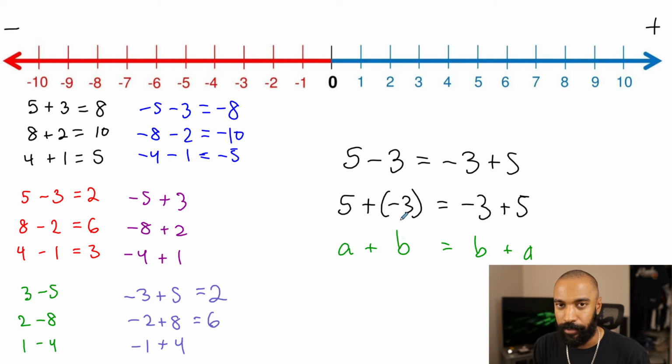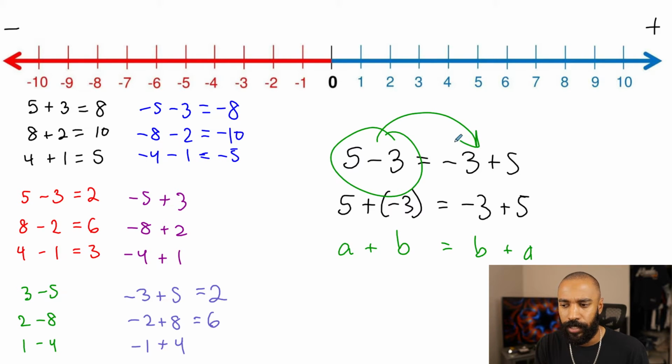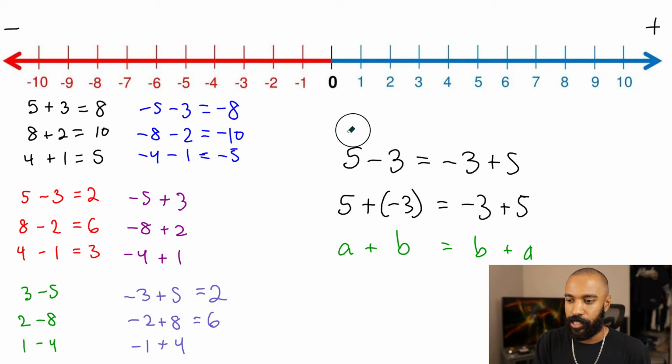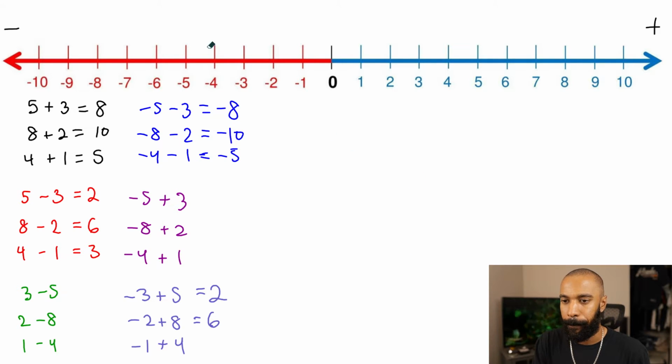Doesn't matter that B is a negative number. I'm still adding, and B remains negative. Left 3, right 5. B is still negative. So I'm exercising my commutative property to make the most sense of it. Now, am I actually going better from this to this? No, that's harder to do. I think we all agree that 5 minus 3 is the easiest one to do. So what am I trying to get you to take home with this whole portion right here?